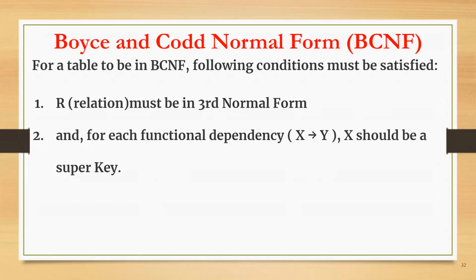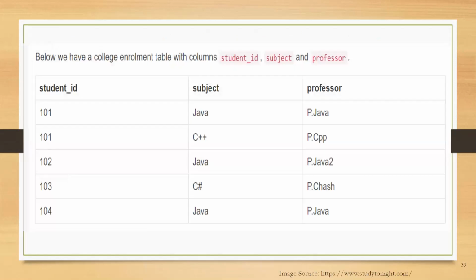Last, we are moving to BCNF, that is Boyce-Codd normal form. Boyce-Codd normal form has to satisfy two conditions. First, the relation must be in third normal form, so whatever is your output will become the input in this step. And then, for a functional dependency where X determines Y, X should always be a super key. When I talk about a super key, that is a key that will uniquely identify all your records.